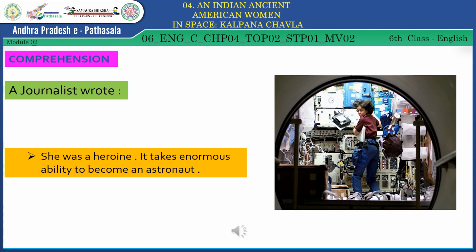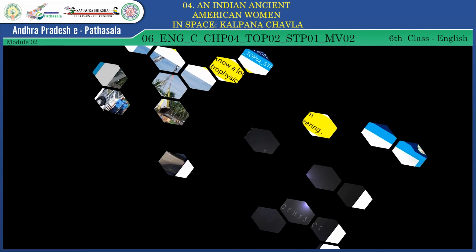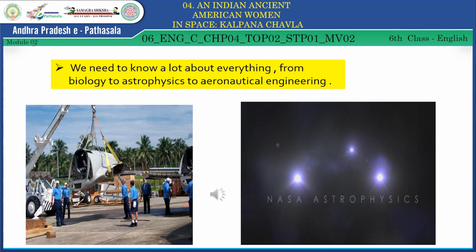Here is another statement written by the journalist. "We need to know a lot about everything from biology to astrophysics to aeronautical engineering." According to the journalist, if a person wants to become an aeronautical engineer, he must have a lot of knowledge about everything from biology to astrophysics to aeronautical engineering. Have you understood? Now, here is a question for you.